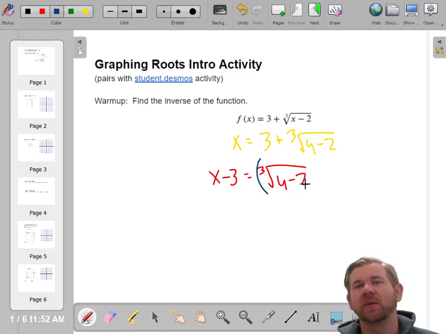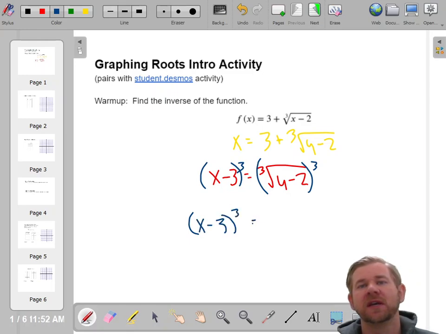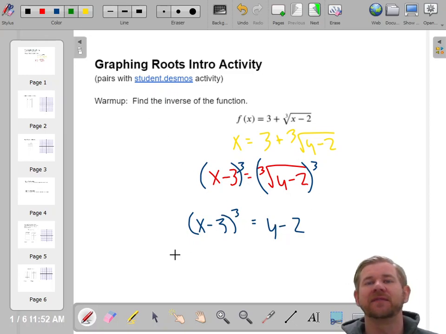To undo cube rooting, we're going to take the reciprocal of 1/3, which is 3, and we're going to cube both sides. I'm not going to expand that. I'm just going to leave that as x minus 3 cubed. And on the right side, now I have y minus 2, what's under the radical. Last step to get y by itself is add 2, x minus 3 cubed. Now I'm going to say plus 2, and that's y.